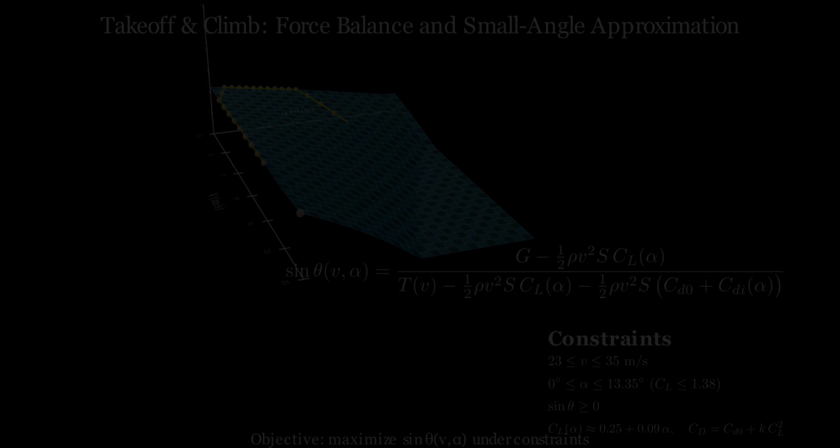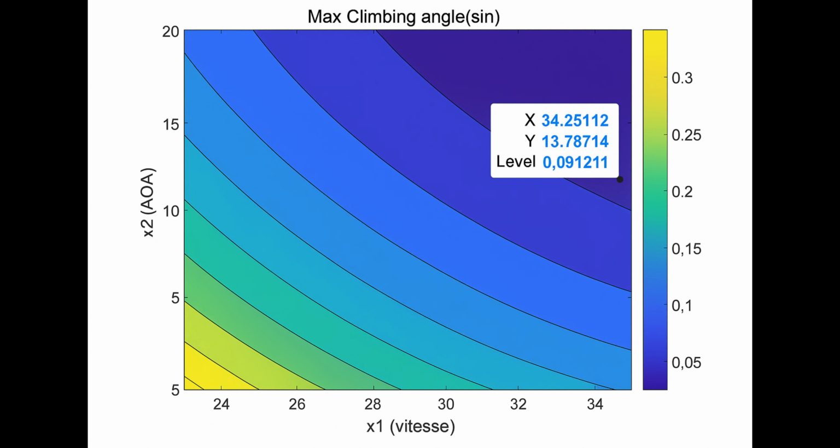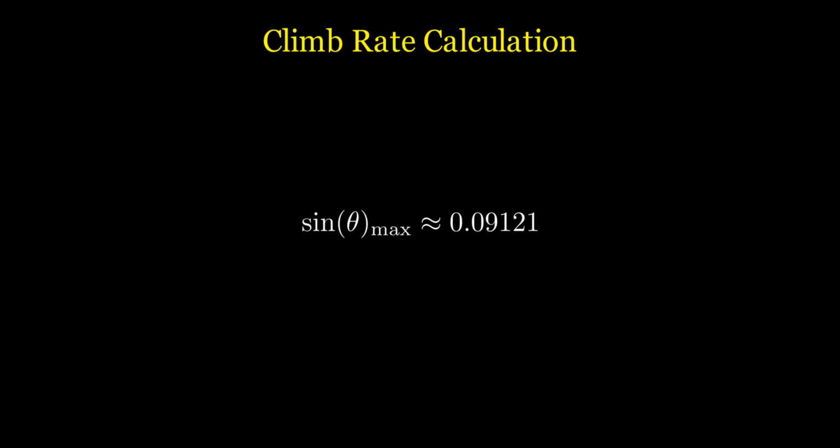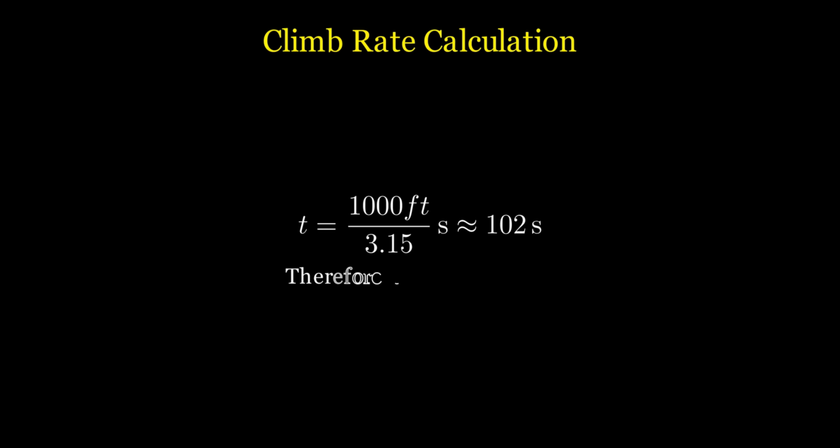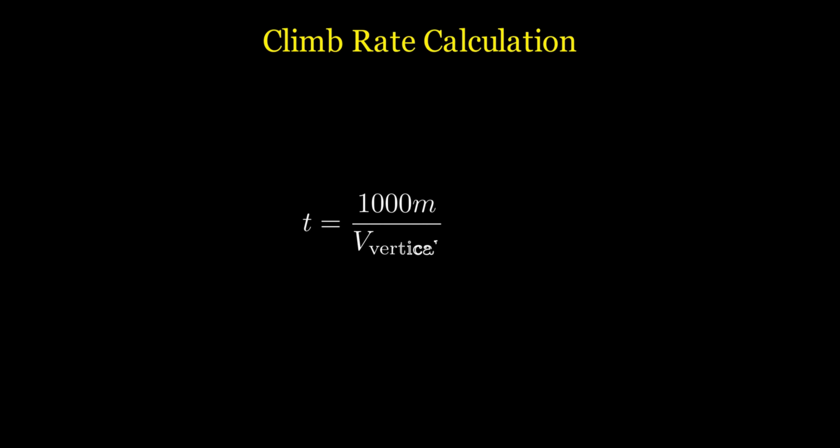Finally, within all the defined constraints, the maximum value of sine gamma is 0.09121, corresponding to an angle of 5.2 degrees, with a climb rate of approximately 3.15 meters per second. Using maximum continuous thrust, the aircraft reaches 1,000 feet in 1.6 minutes and 1,000 meters in 5.28 minutes.